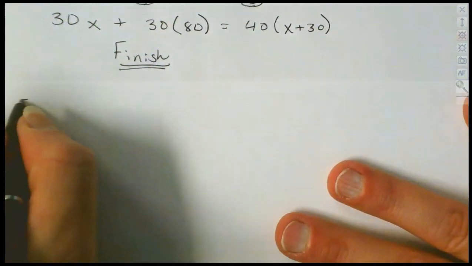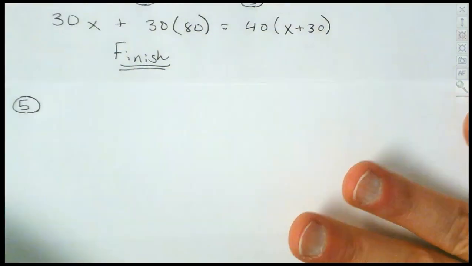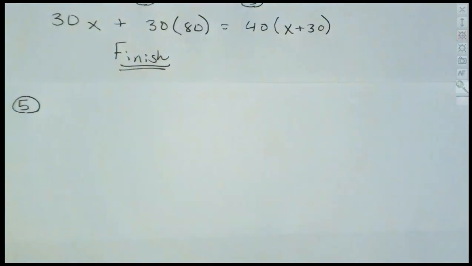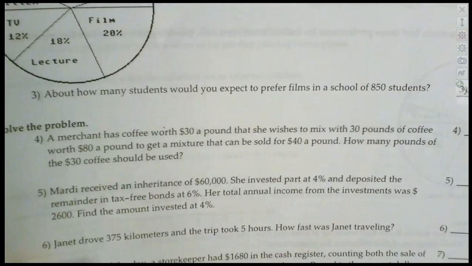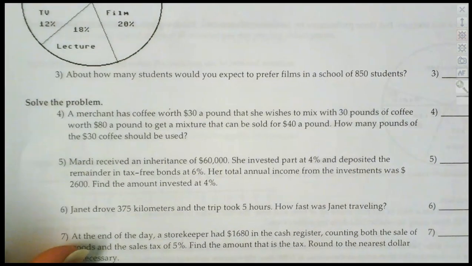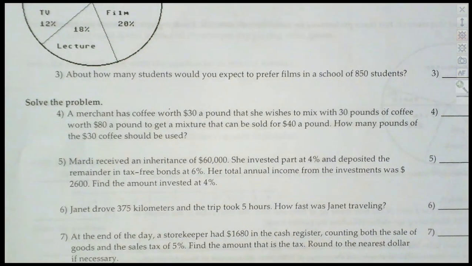So question 5. Okay, question 5 is an investment problem. Up here, we'll go through question 5. So Marty received an inheritance of $60,000. So she invested part at 4% and the rest in tax-free bonds paying 6%. Her income was $2,600. Find the amount invested at the 4%.